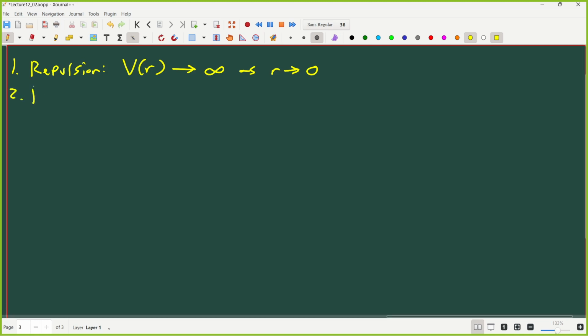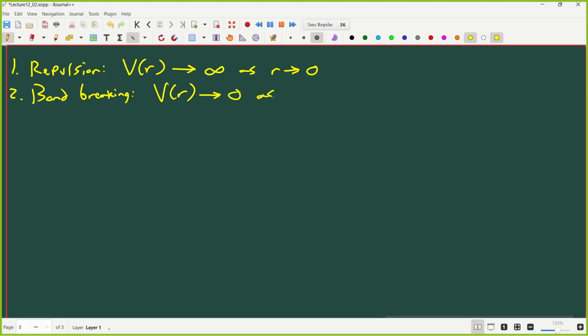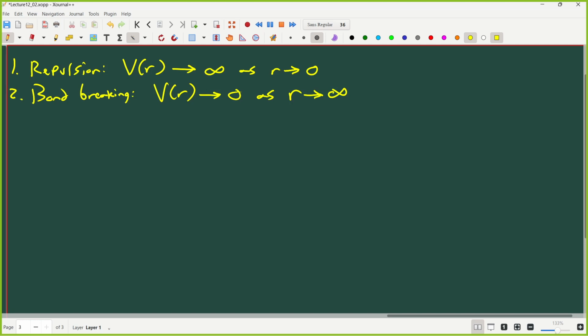All right, we'll do bond breaking. We'll let V of R go to 0 as R goes to infinity. And the idea is that the potential will tell you how repulsive or how attractive the interaction between the two atoms is, the potential energy. And so if there's no attraction, there's no repulsion, meaning no bond, then the potential is 0. Right? So it's going to go to 0.